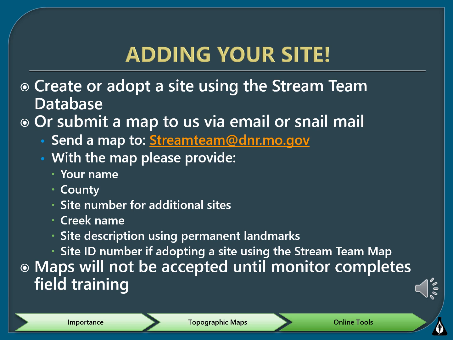streamteam@dnr.mo.gov. This map should include your name, the name of the stream that you're monitoring, the county of your stream, and a verbal site description using permanent landmarks. If you're adopting an existing site from the Stream Team Interactive Map, you can also provide the site ID from the map information. Please do not submit a map or any data to us until you've completed your field training.